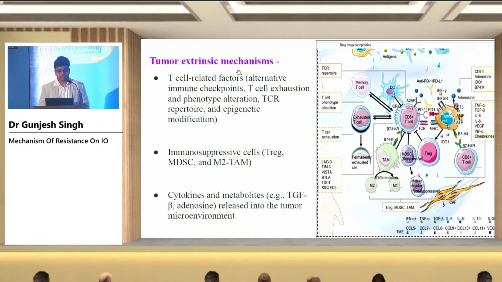Tumor extrinsic mechanism of resistance can be T cell related factors. If the T cell gets exhausted, or there is a defective cytotoxic T cell, or there is change in T cell receptor, or there is an epigenetic modification in this T cell, then there will be lesser response with immunotherapy. Second is immunosuppressive cells. As I have told, there are several cells in this tumor microenvironment like Tregs, stromal cells, and tumor-associated macrophages. They secrete various suppressive cytokines, and they further decrease the activity of these cytotoxic T cells.